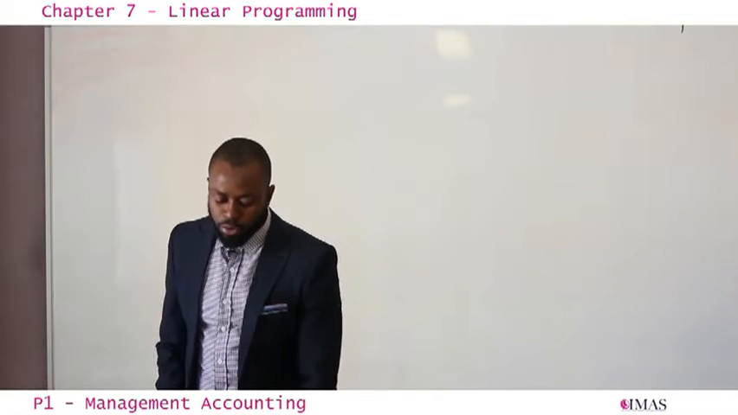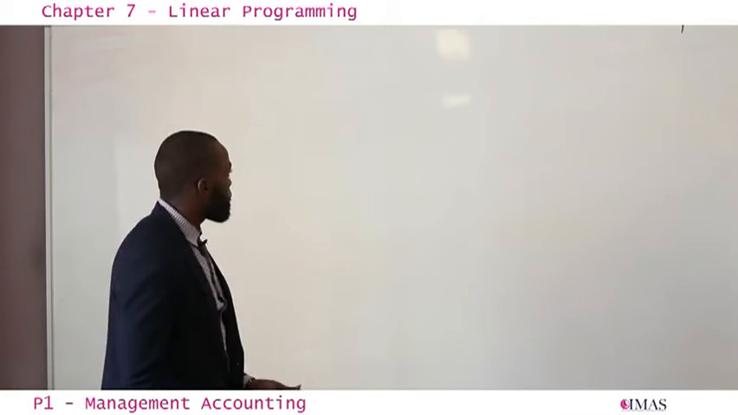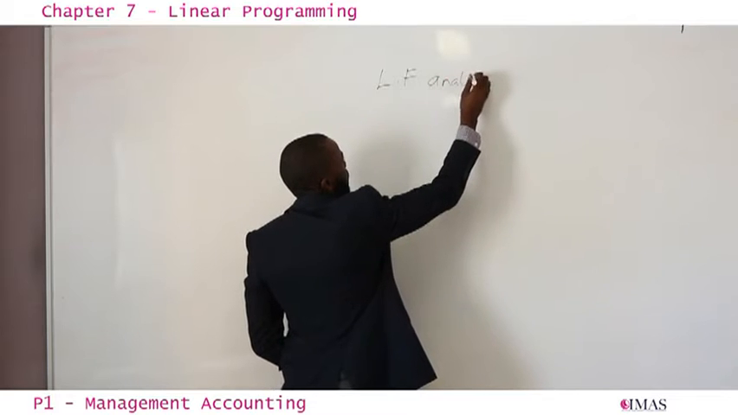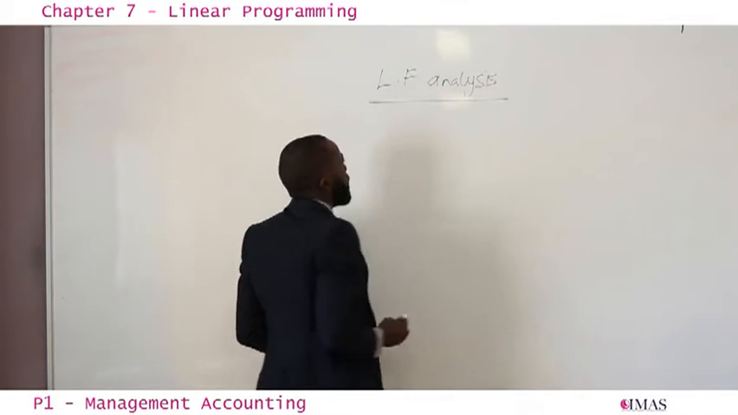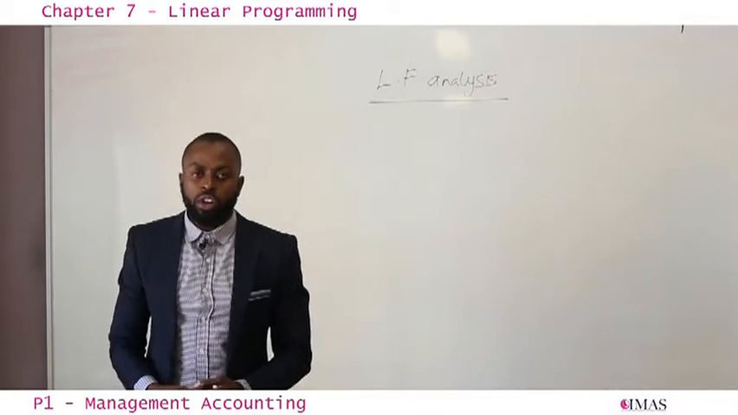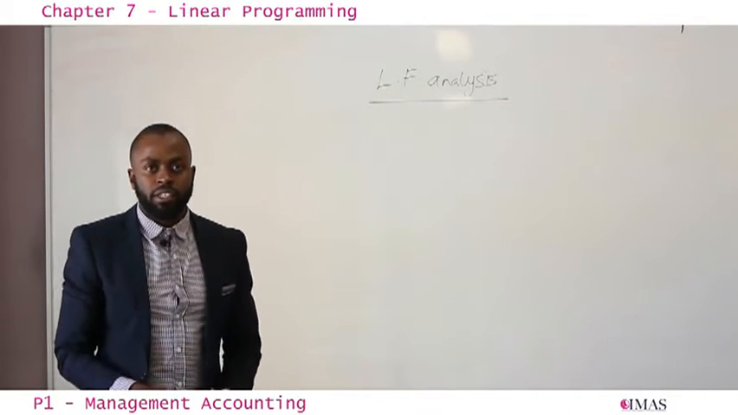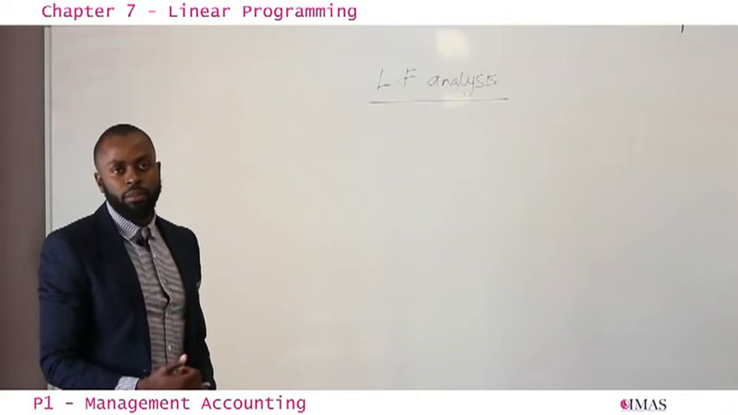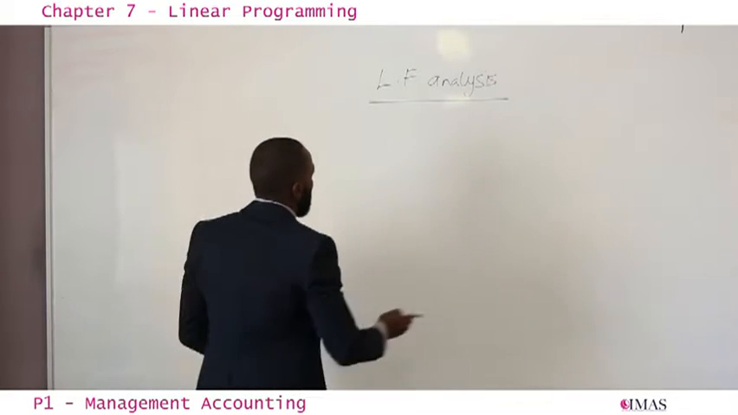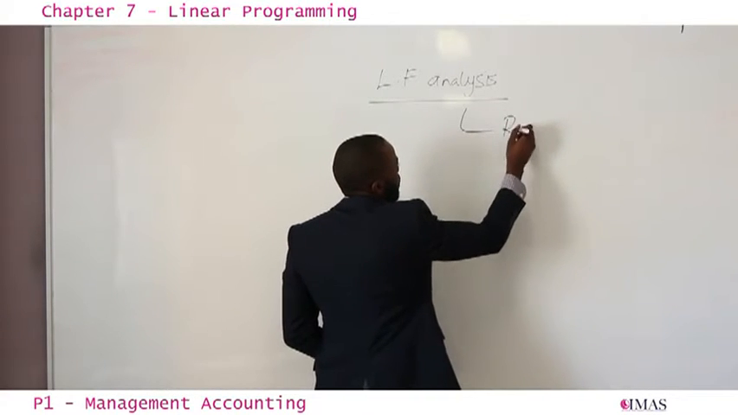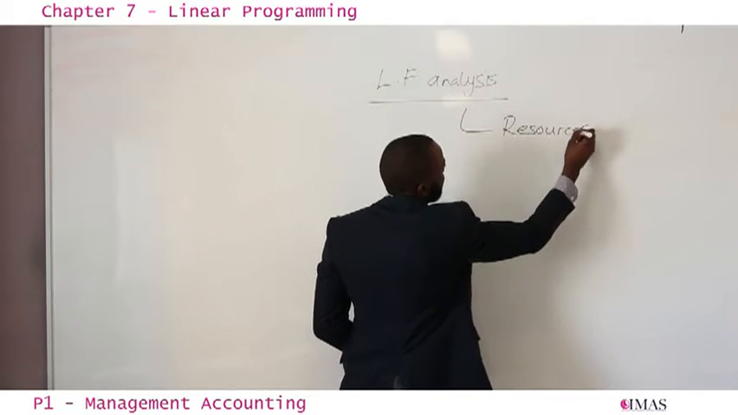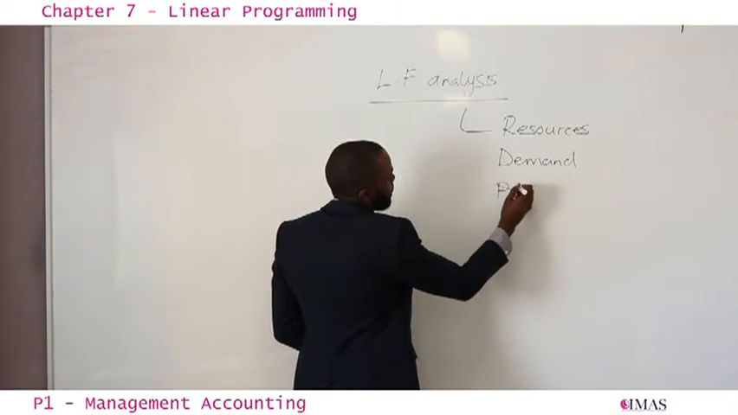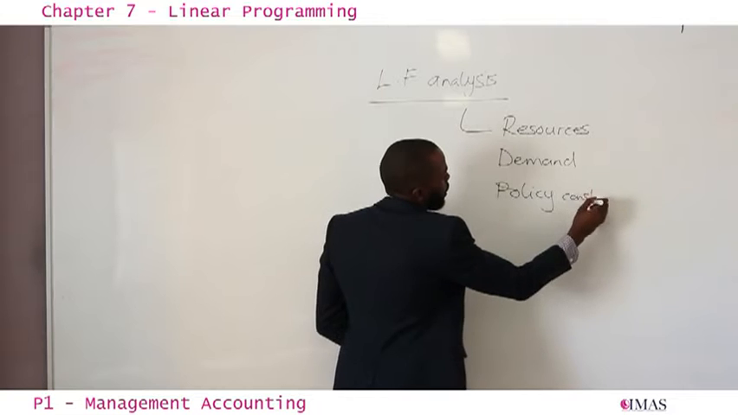So before we start linear programming, we just have to recap on chapter number 6. On chapter number 6, you looked at what we call limiting factor analysis. Now, in limiting factor analysis, we're talking about each company having a limiting factor. Then if a company has a limiting factor, they need to find ways of best using the limiting factor. Now, limiting factor can be resources, or can be demand constraints, or they can be policy constraints.